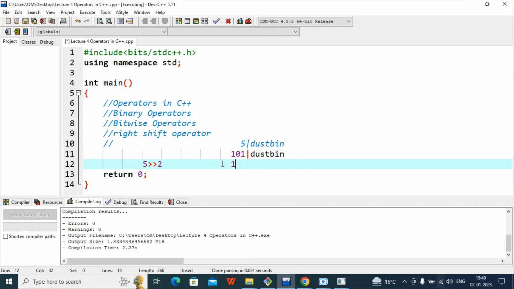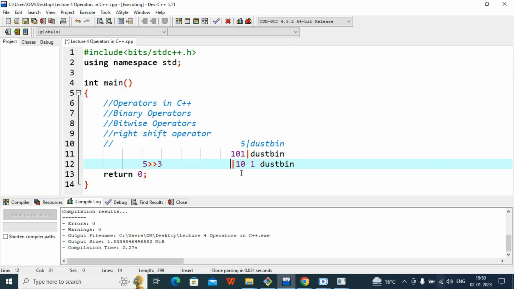If I ask you 5 right shift of 3, what will you do? You will take this third bit also and put it to the dumping ground. Take it here. Delete it from here and take it here. What will you be left with? Nothing.